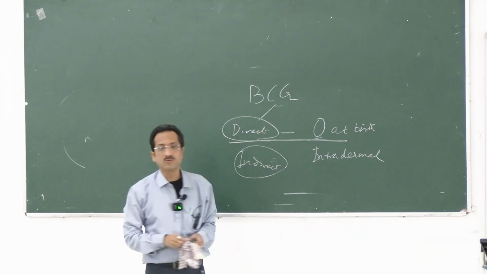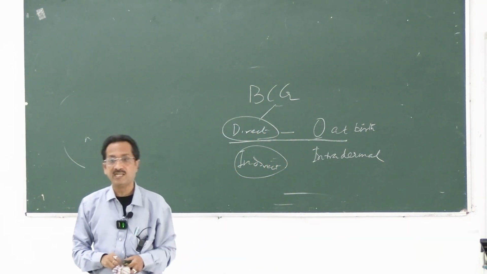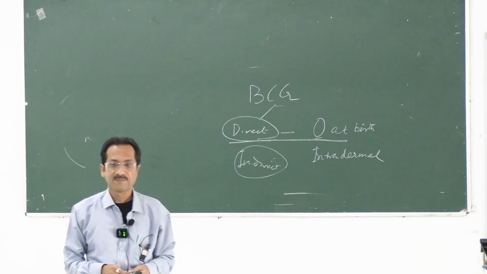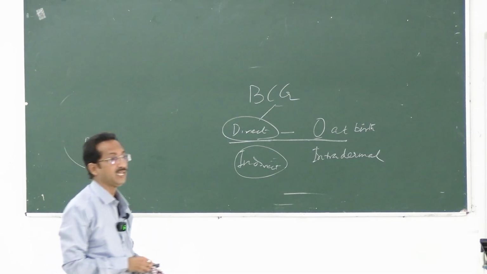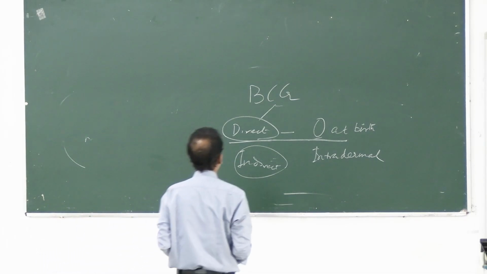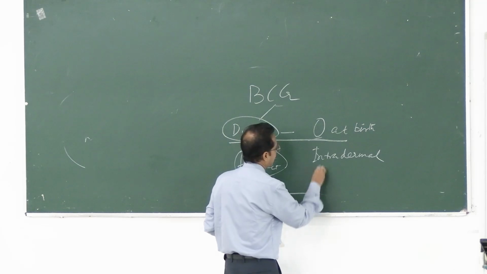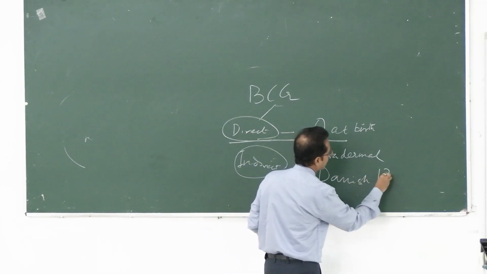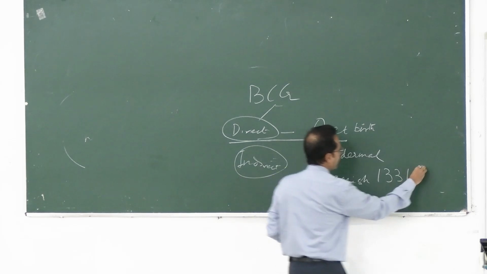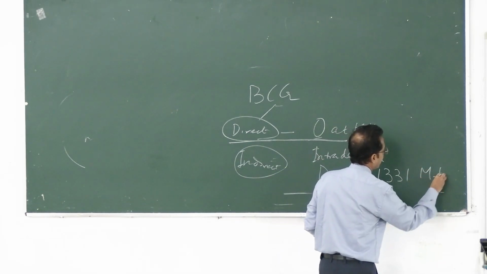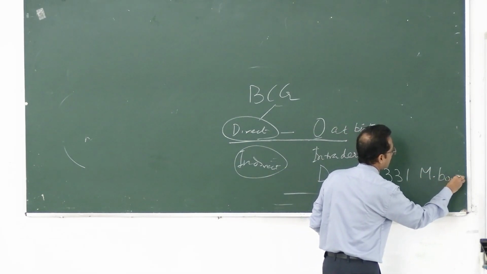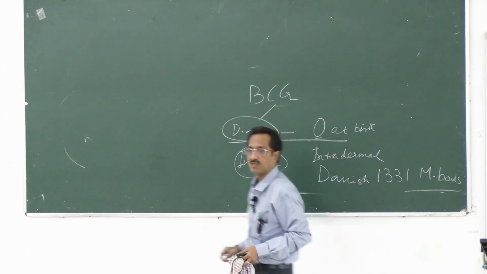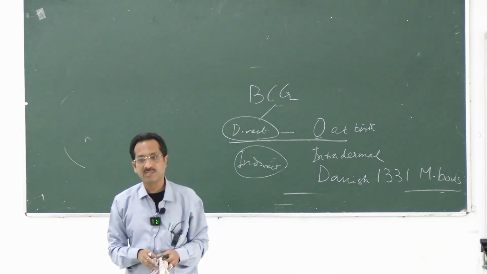What is the strain you should be able to say? What is the strain used for BCG vaccination? In India, it is the Danish 1331 strain of Mycobacterium bovis, and it is produced in Chennai. So Danish 1331.